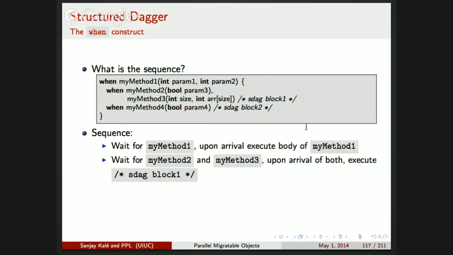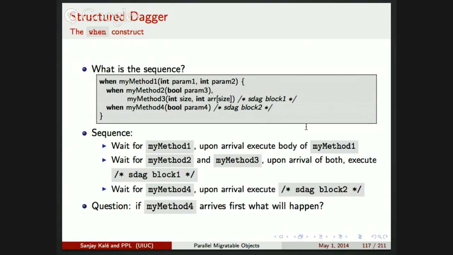So again, this just goes through what I just said. You wait, and then once you receive the messages, you continue. So again, here, if method 4 arrives first, the method will just be buffered by the runtime system, and only when it's ready to be executed will it actually be called.